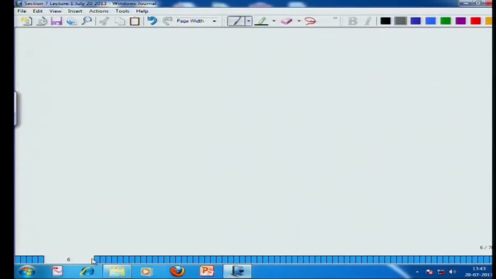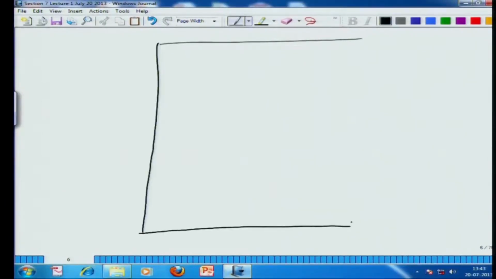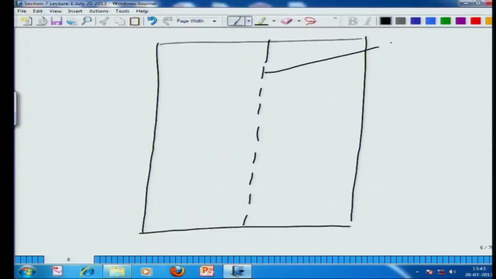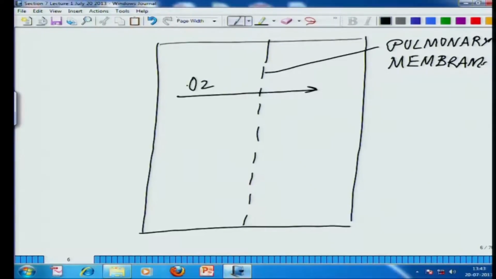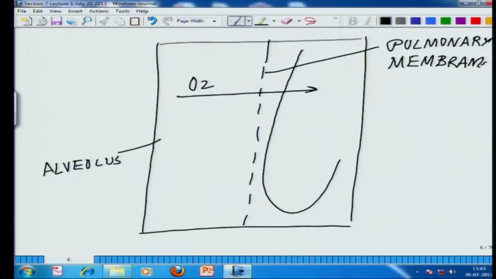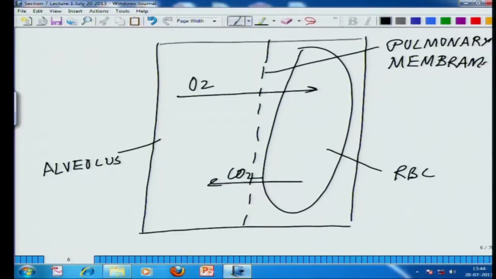In other words, diagrammatically or graphically, this is how it looks. The graphical representation will be something like this. If this is the pulmonary membrane, and from this side the oxygen comes. This is basically the alveolus, and these are the RBCs, red blood cells. The red blood cell picks up the oxygen from the alveolus, whereas it throws away its carbon dioxide across the pulmonary membrane.